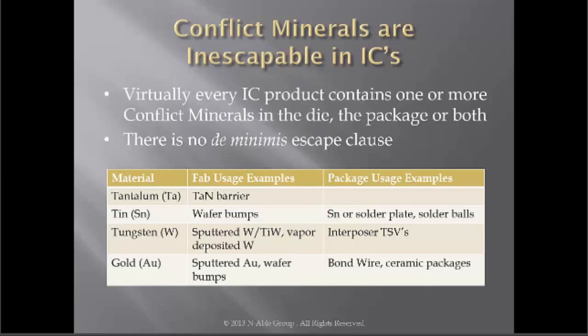Bond wire, gold bond wire is used in a majority of products, but there's also gold in ceramic packages, and there's tin in almost every kind of lead finish that you can think of. And there is no de minimis escape clause here. If you sputter down one atomic layer of tungsten onto a silicon wafer, you now have tungsten on the wafer. So there's no minimum threshold before it becomes countable.